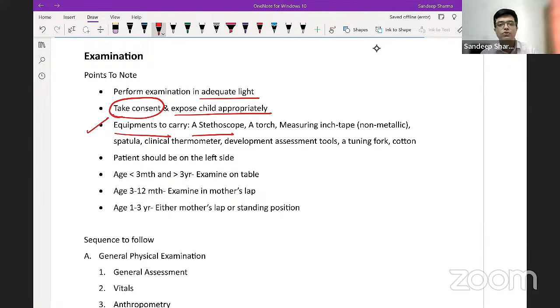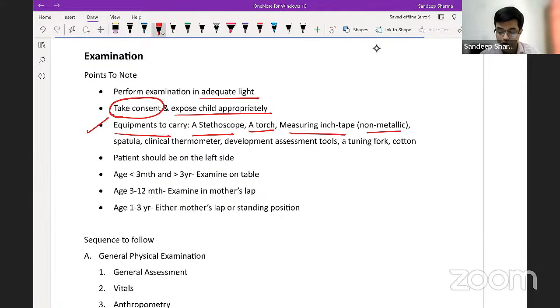Always carry your own stethoscope. Don't borrow it from somewhere. Torch: don't use a mobile phone light. Do not use it. Many examiners are very particular. They will immediately scold you if you are using a mobile phone torch. That is not appropriate. Especially in a sick child, you are distracting the child. Also, the light quality is variable. Thirdly, a mobile phone can transmit infections to a child prone to infection.